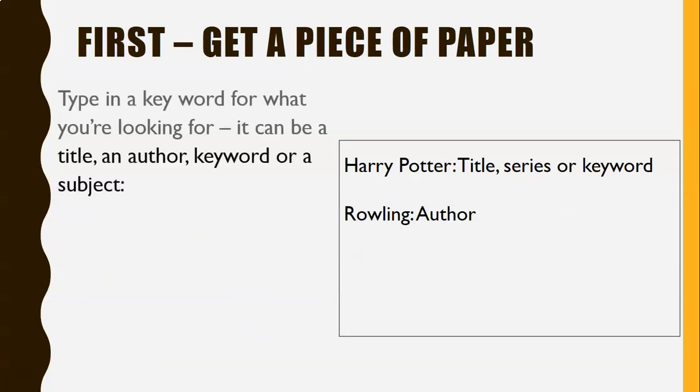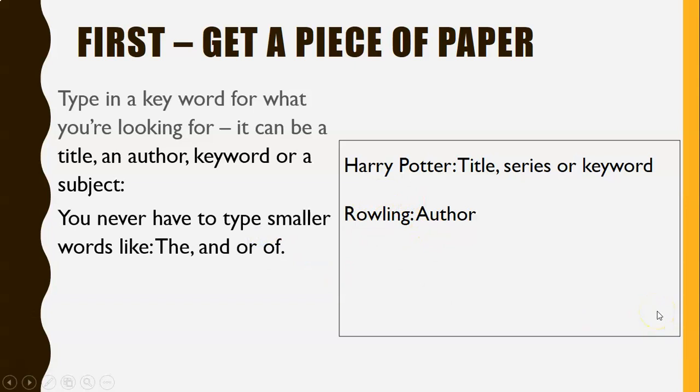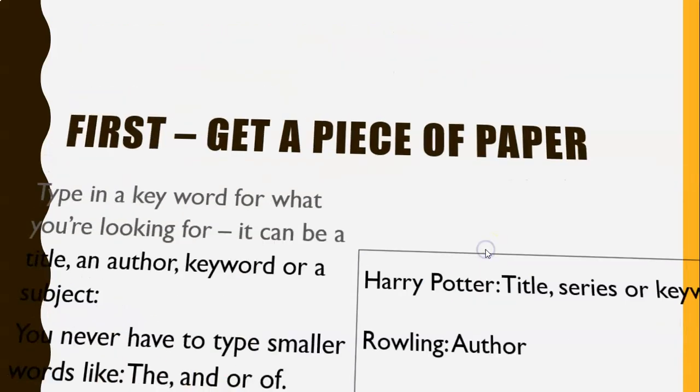You're going to type in a keyword for what you're looking for. It can be a title, an author, a keyword, or a subject. For example, you could type in Harry Potter. That's the title of the series, or even a keyword. Or you could do the author. The author of Harry Potter is J.K. Rowling, so you could do Rowling. You never have to type smaller words like the, and, or of. Just the main keywords. Those are the things you type in when you're looking for a book.